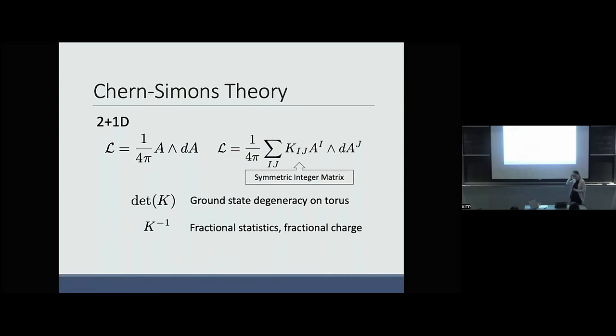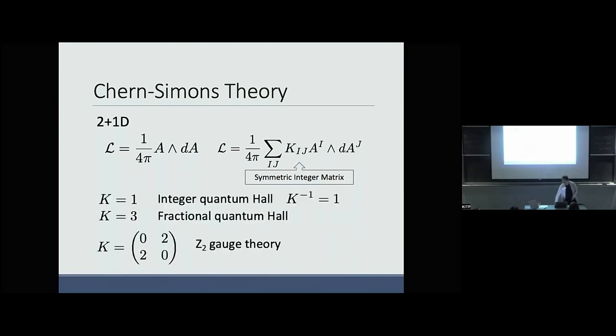As I said, the matrix K captures the most important universal properties you want to know about these 2+1D topological states. For example, the determinant of the matrix gives us the ground state degeneracy on a torus, and the inverse of the matrix gives us fractional statistics and fractional charge. So all we need to do is just take the matrix and do some calculation with it.